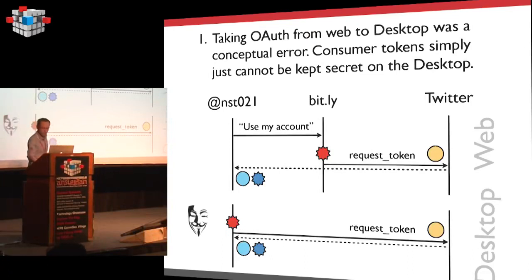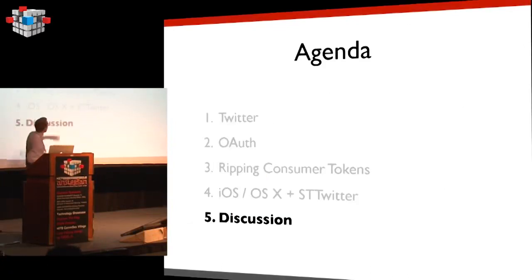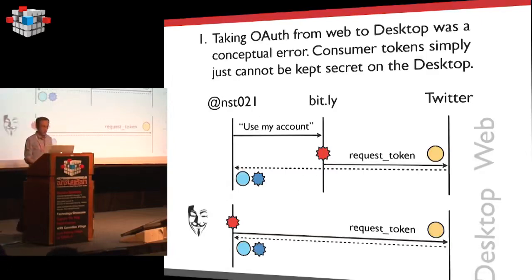So I've tried to explain how Twitter is using OAuth. I've tried to show you how to rip off consumer tokens and consumer secrets from applications. And now I'm going to discuss the situation from a security point of view. So first, I think that it was somehow an error to transpose the situation on the web with a third-party server to the desktop.